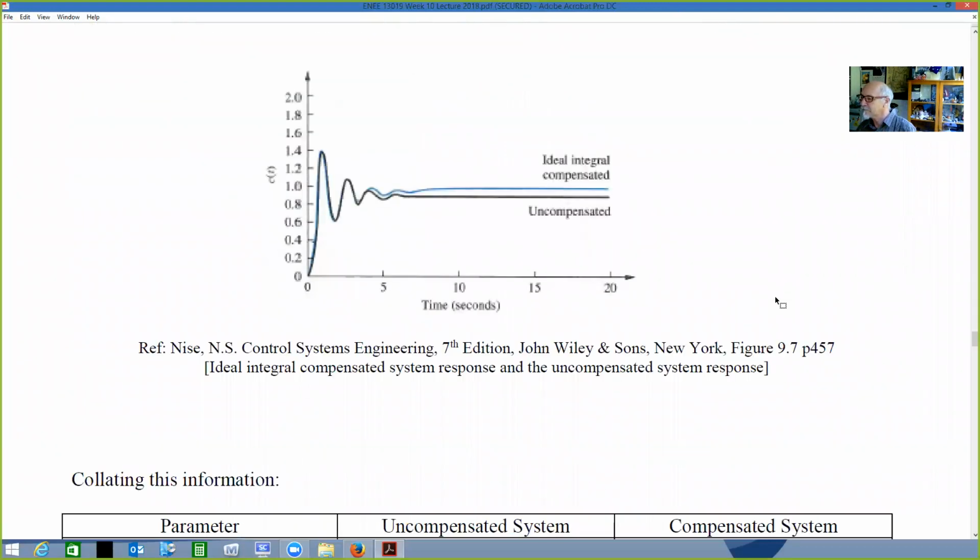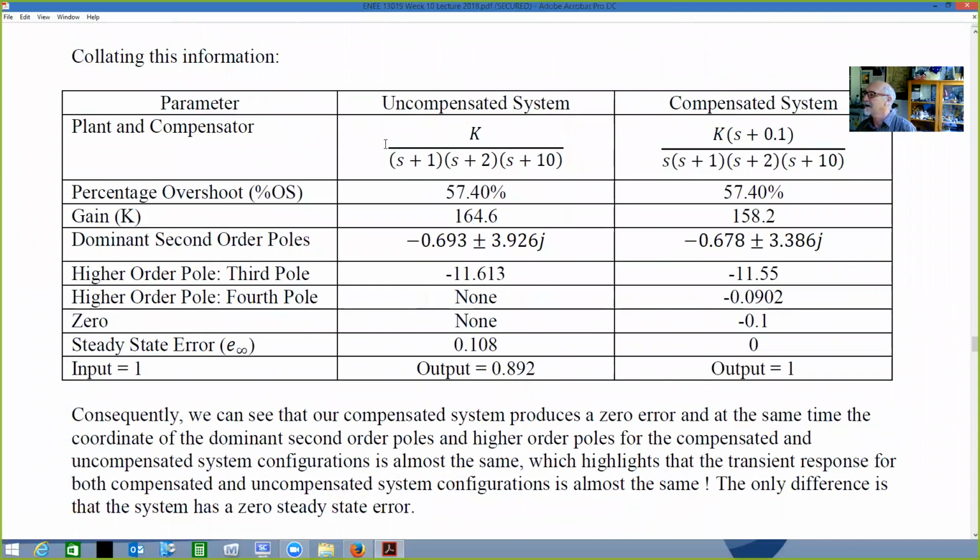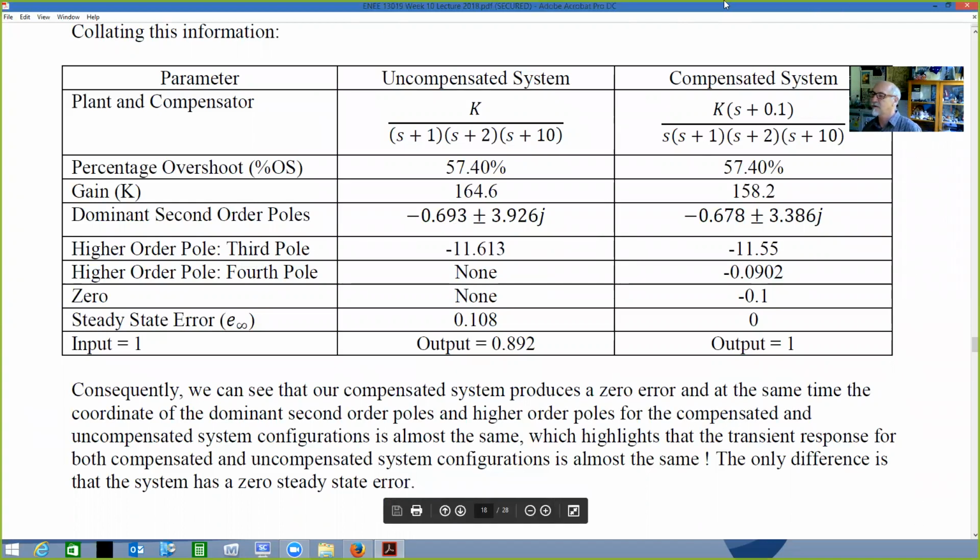So, collating this information, we can see our plant and compensator, the uncompensated system, and there's our compensated system. Percentage overshoot is going to be exactly the same. Our gain, yes. Our dominant poles, and where we've got our third pole and fourth pole. So therefore, we can see that our compensated system produces a zero error, and the coordinates of the dominant second order poles and the higher order poles for the compensated and uncompensated system configurations are almost the same.